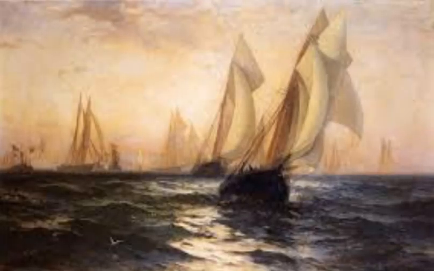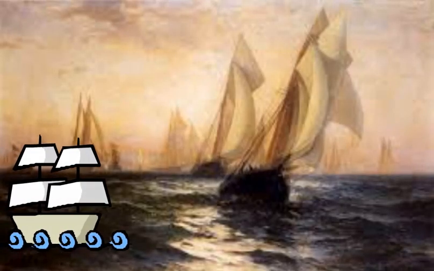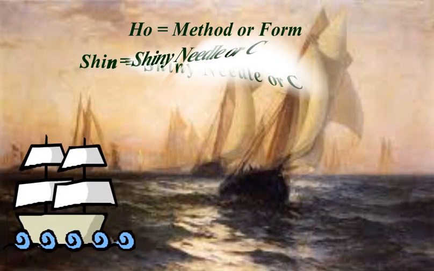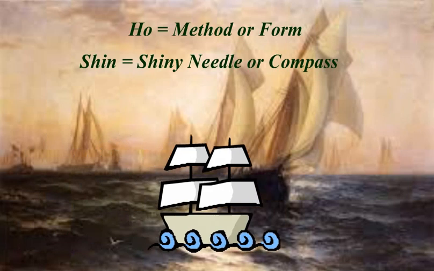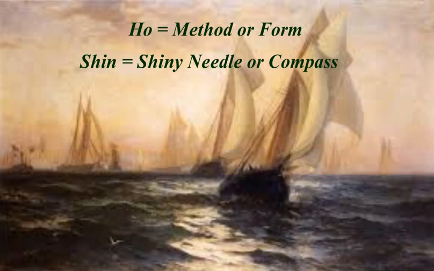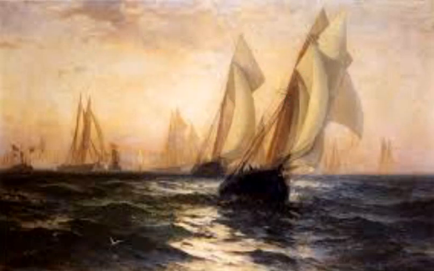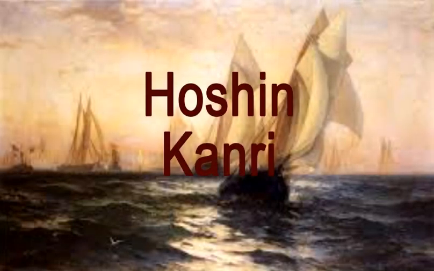Hoshin Kanri is composed of 2 Chinese characters, Ho and Shin. Ho meaning method or form, and Shin meaning shiny needle or compass. Taken together, the word Hoshin means a methodology for strategic direction setting. Kanri means management or control. Hoshin Kanri is the guiding strategic process that aids an organization as they make their way through a foggy environment into a clear and shining future.